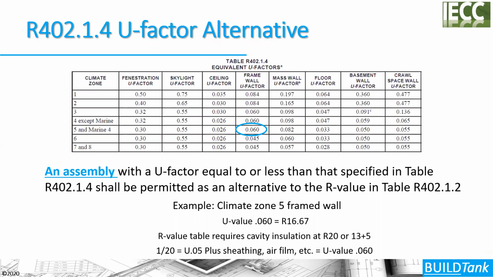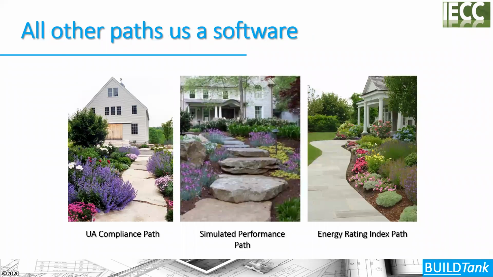And the 3 compliance pathways that use computer modeling are the UA compliance pathway that's in that prescriptive section of the code, section R405, which is the simulated performance path, and section R406, which is the energy rating index pathway here.